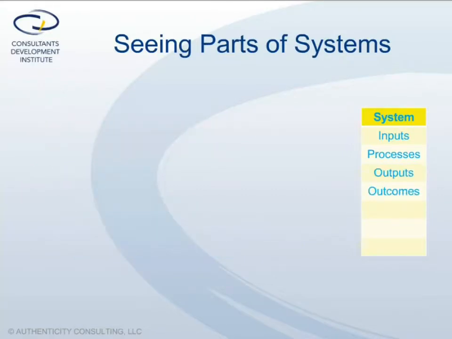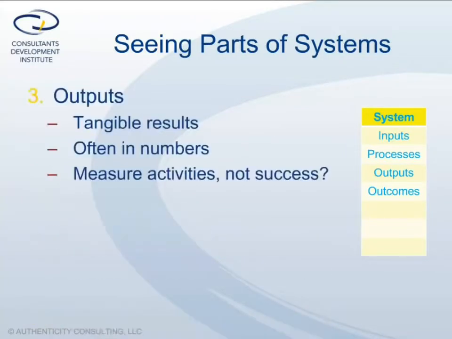Let's look at some more parts of systems now. The outputs of a system are the tangible results produced by the system and are often described by using numbers. For example, the number of students who finished a certain educational program.